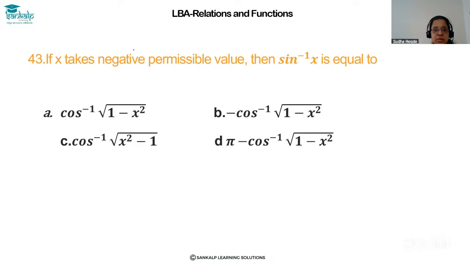Hi students, the question is if x takes a negative permissible value, then sin inverse x is equal to option A cos inverse 1 minus square root of 1 minus x square, option B minus cos inverse square root of 1 minus x square, option C cos inverse square root of x square minus 1, option D pi minus cos inverse 1 minus x square. Okay.